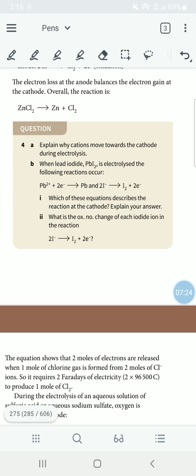So then what is the oxidation number change? They are asking for the change. Minus 1 to 0 is plus 1, because you have to subtract it. The oxidation number change, from minus 1 to 0, is plus 1. I hope you understood. If you have any questions, please raise them.